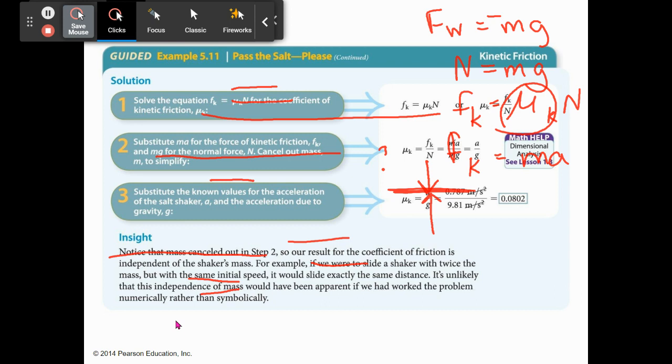So how do I solve that equation for the coefficient of friction? I divide by the normal force. So my coefficient of friction is equal to the normal force divided by the force of kinetic friction. Is it flipped? Yes, it is. Thank you.